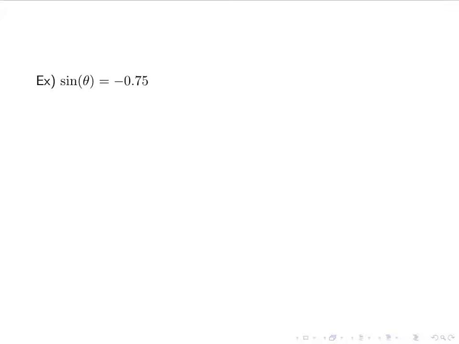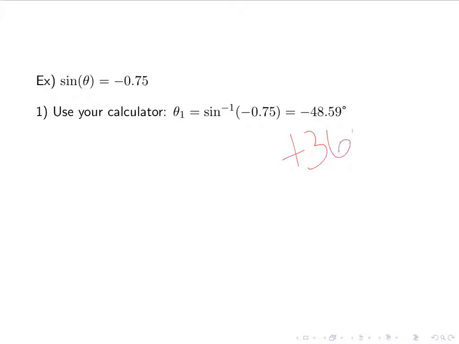As another one, we have sine of theta is negative 0.75. Step 1, use your calculator, hit it with sine inverse. Again, because it's sine, you're going to end up with a negative, and we need to change that right away to be something between 0 and 360. So I'm going to add 360 to it, and we get 311.41 degrees.